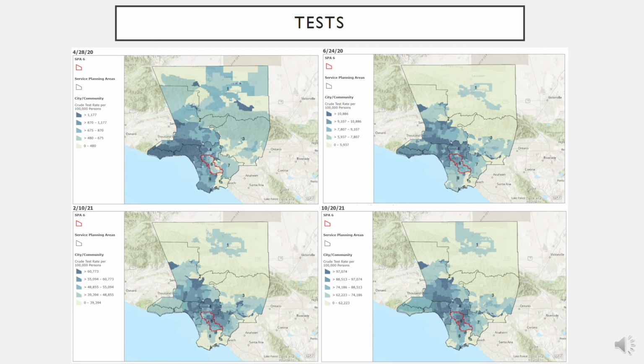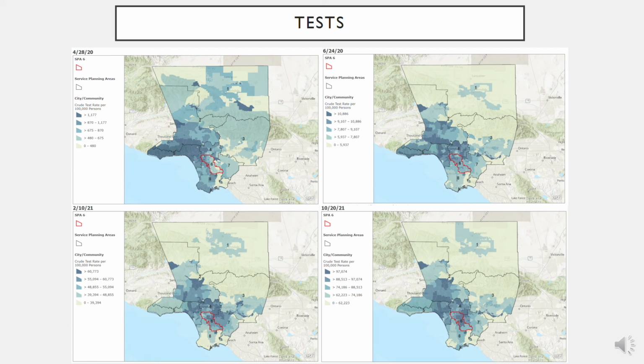In June 2020, we can see there's a slight shift from west to east, but the west part of the county still has much higher test rates while their COVID case rates are dropping. In response to the lack of testing in SPA 6, Charles Drew University implemented testing centers in SPA 6 that was instrumental, and as you can see, SPA 6 begins to improve their test rates. Meanwhile, SPA 1 sees a drop in test rates compared to the rest of the county.